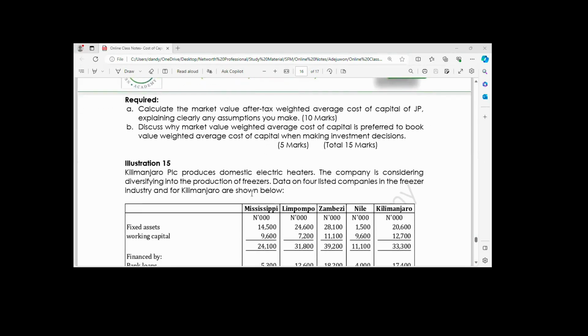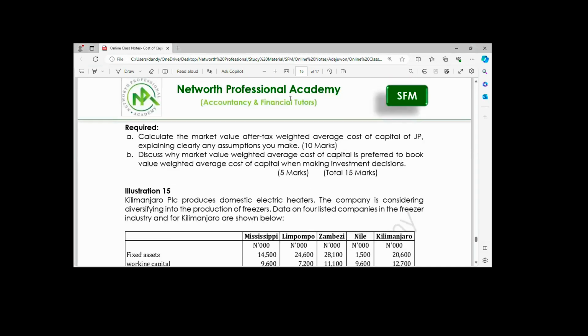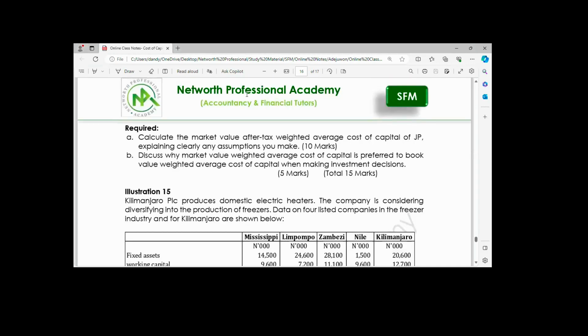Can you see my screen on Kilimanjaro? We can see your screen, sir. Okay, then. Fantastic. All right.